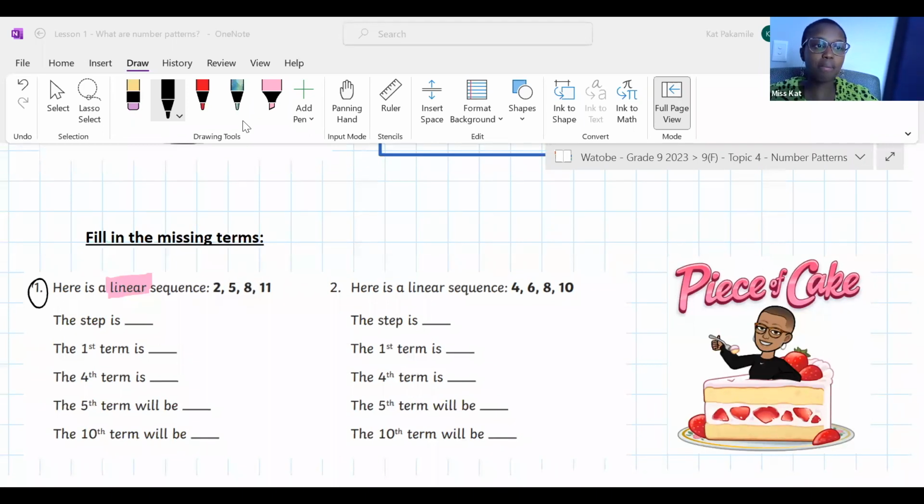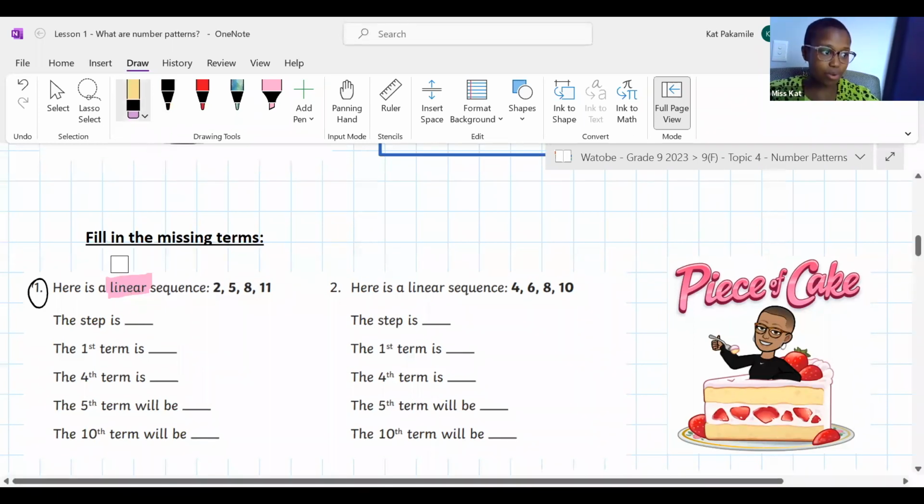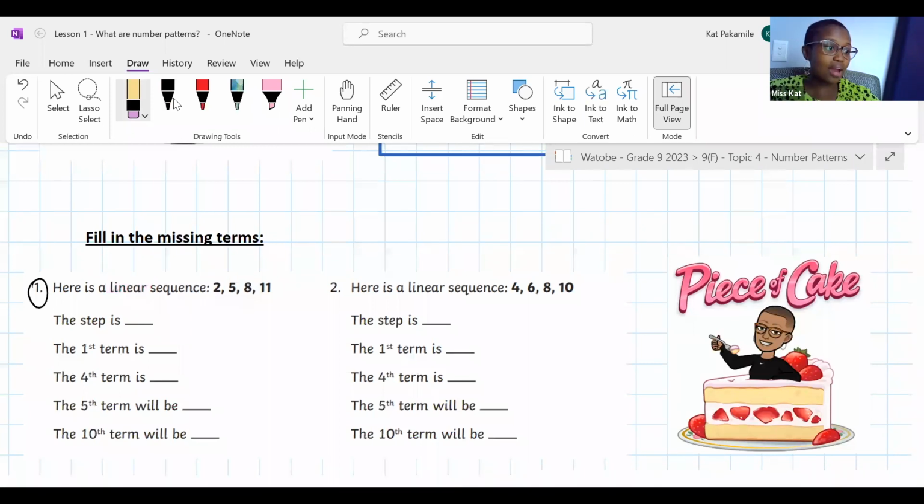Oratile, hi. I'm sorry to interrupt, ma'am, what does linear sequence mean? Remember, Oratile, I said today we're not focusing on what they mean. We're focusing on finding the next term. I don't want to bombard you with information. Linear means you are adding the same thing over and over again, or subtracting the same thing over and over. But for today, we're worrying about how to get to the next term.